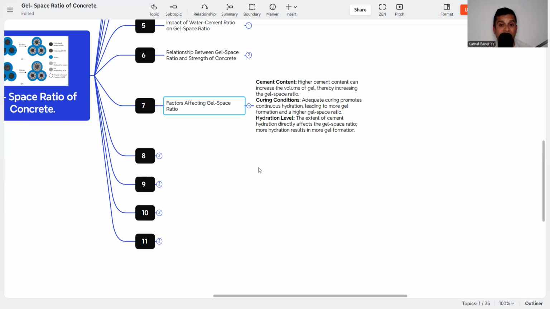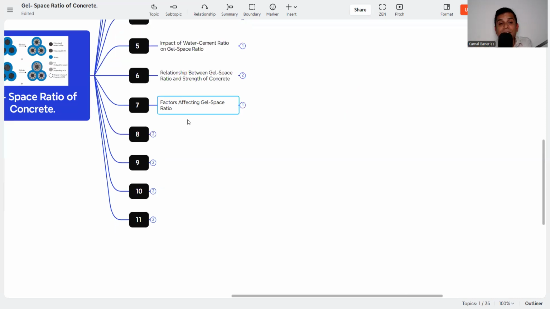And then the hydration level. The extent of cement hydration directly affects the gel space ratio. More hydration means more gel formation. If it is not properly hydrated, the gel space ratio will be less. There will be voids. So these are the factors which are affecting the gel space ratio. Whenever we are selecting our concrete, we need to keep in mind that these are the factors affecting the gel space ratio, and accordingly we need to do the mix design.